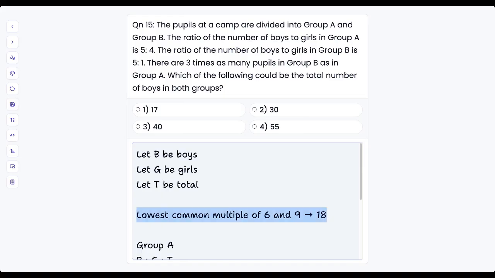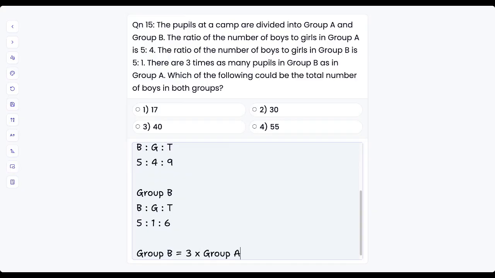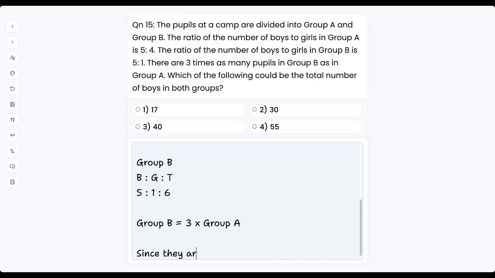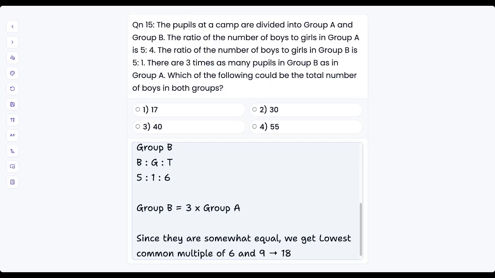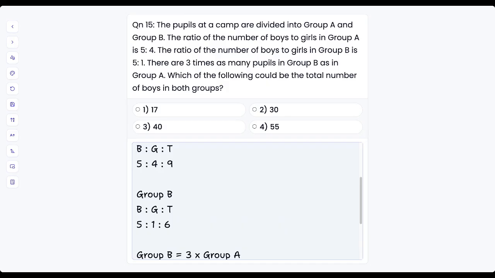Okay, since the totals are somewhat equal, we get the lowest common multiple of 6 and 9, which is 18. So that means we have to change the ratio for both.